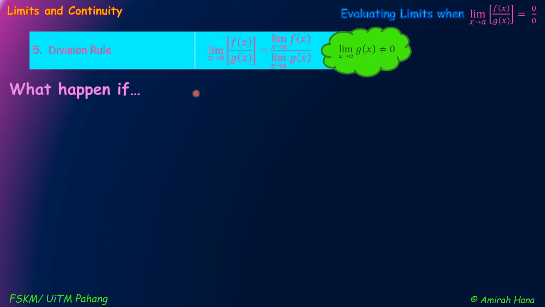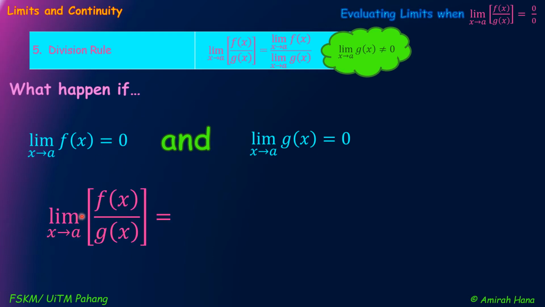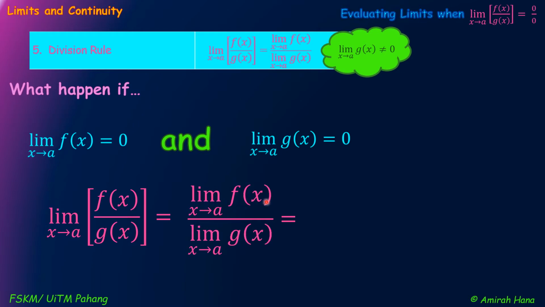What happens if the limit as x approaches a of f(x) equals 0 and the limit as x approaches a of g(x) equals 0? It means both numerator and denominator equal 0. If we have the limit as x approaches a of f(x) over g(x), using this theorem we can write the limit of f(x) over the limit of g(x). We separate the division, and let's say both numerator and denominator equal 0. So we will get 0 over 0.